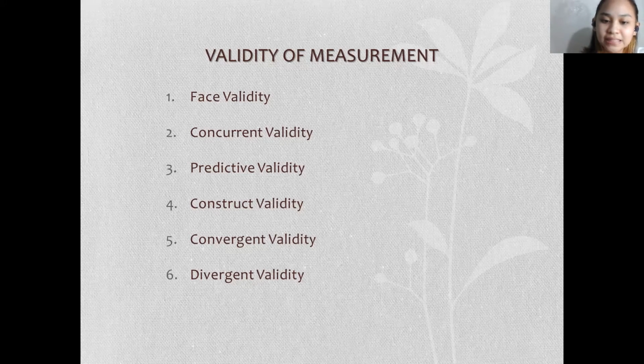Construct validity would measure if your research is actually measuring the construct. Example, if an educational program increases emotional maturity in elementary school aged children, the construct validity would measure if your research is actually measuring the emotional maturity. Convergent validity is accomplished by demonstrating a correlation between two measures. Discriminant validity shows that there is no correlation at all.